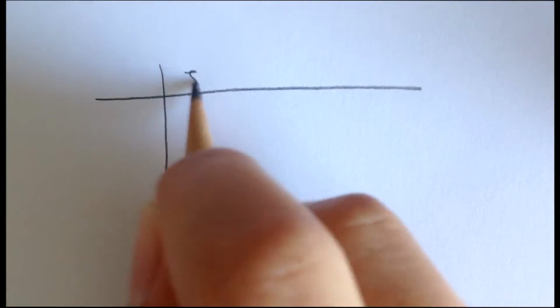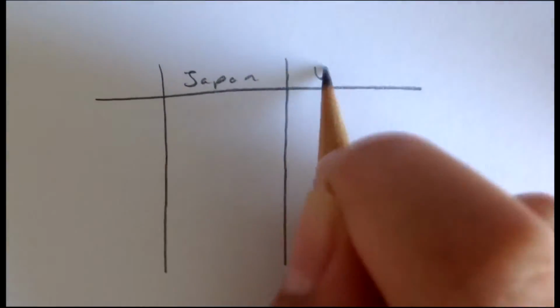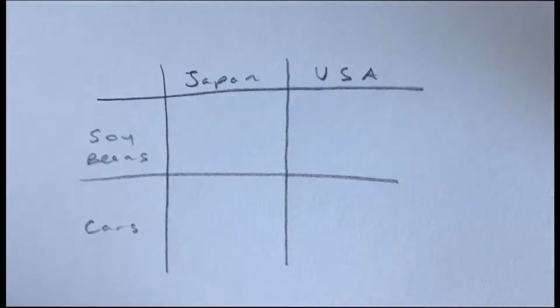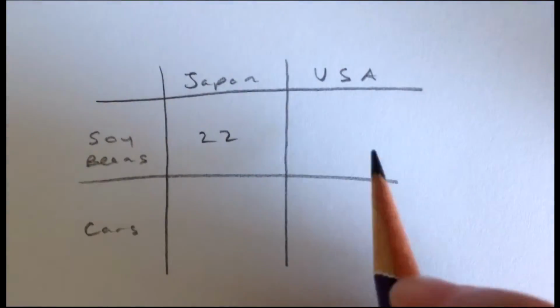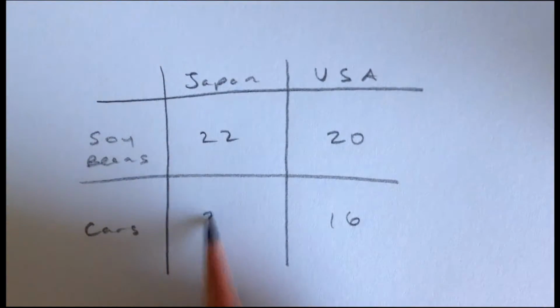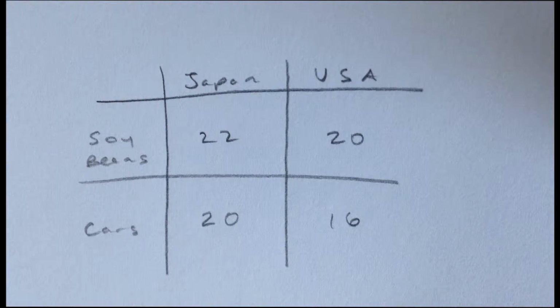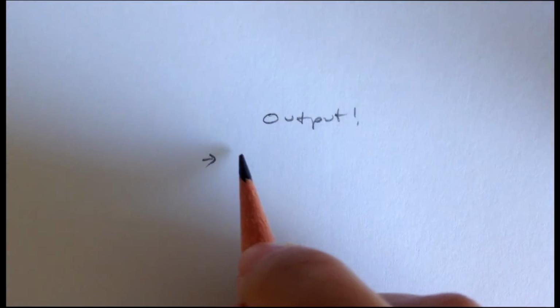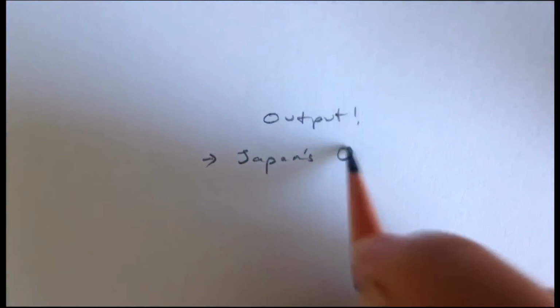So let's say we're looking at Japan and the USA. When it comes to soybeans, let's say Japan makes 22 pounds per day, and the US makes 20. Regarding car production, Japan makes 20 cars, while the US makes 16. So as you can see, we're going to find the opportunity cost based on output, because we're looking at the amount of goods produced.